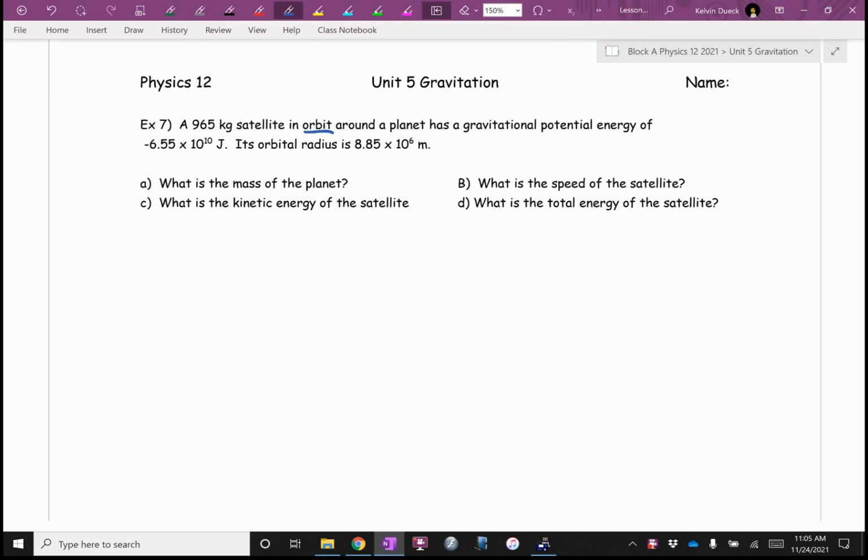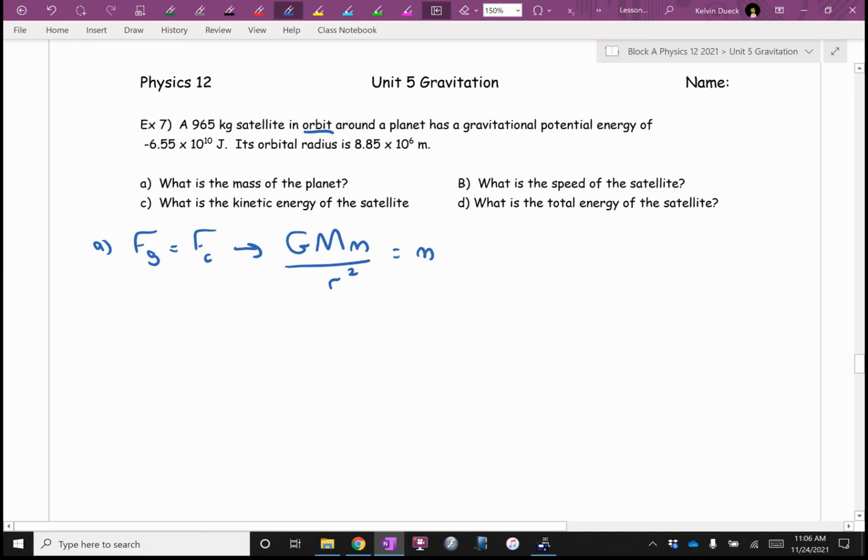Okay. What does A want me to find? Well, I think the first thing I might try is gravity is what's pulling me in a circle. Can I say that? We're in orbit. Gravity is what's pulling me in a circle. Big G, big M, little m over R squared equals little m. And now here's what my brain would think.